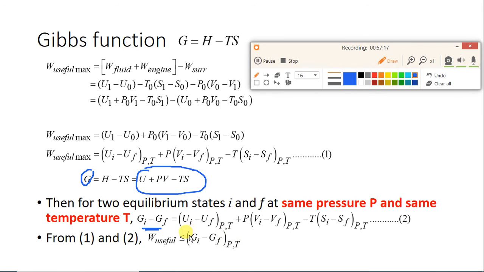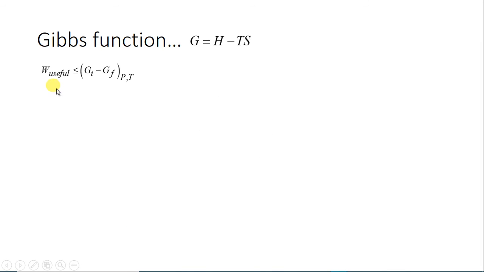Now this Gi minus Gf, according to equation 1 and 2, is W useful, but it is maximum. Now see this logic. W useful is equal to W useful max when the process is reversible. But when the process is irreversible, then W useful, which is the actual useful work, will be less than the maximum work. This is the logic behind writing this. W useful is less than or equal to initial Gibbs function minus final Gibbs function when pressure and temperature is constant. So again, useful work is less than or equal to Gi minus Gf when pressure and temperature is constant.